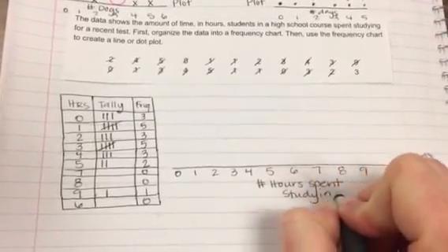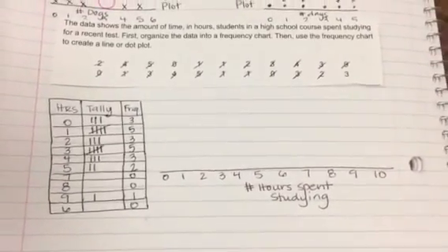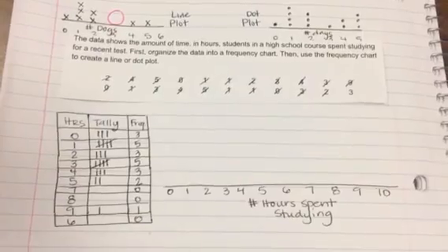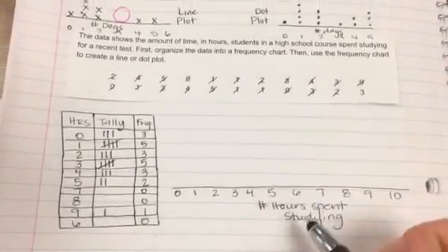So as with any graph, a bar graph or a line graph, you want to make sure you have labels. And then I'm doing a line plot, so I'm going to do X's, but if you want to do a dot plot, then you can do a dot plot, that's fine.